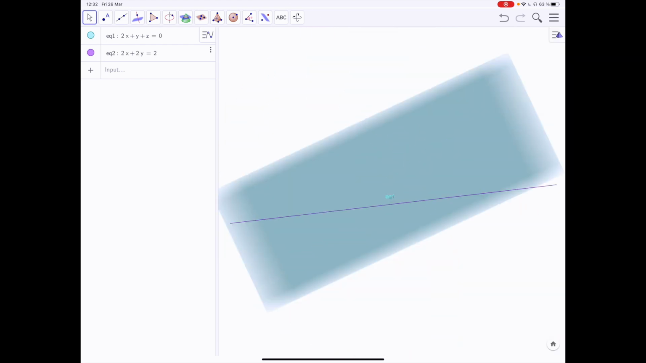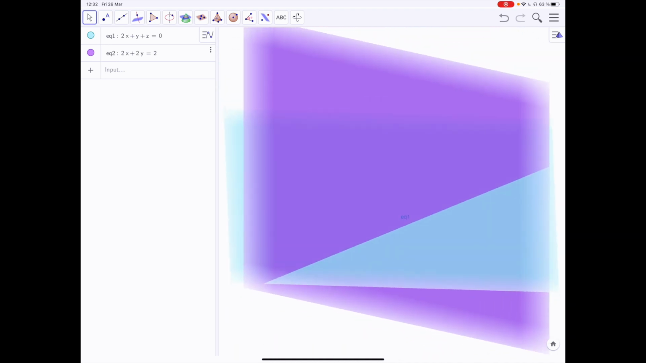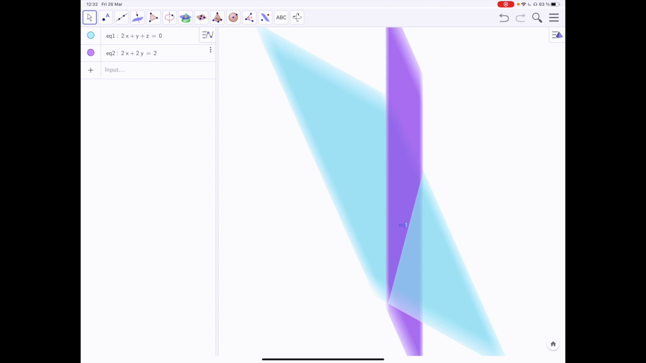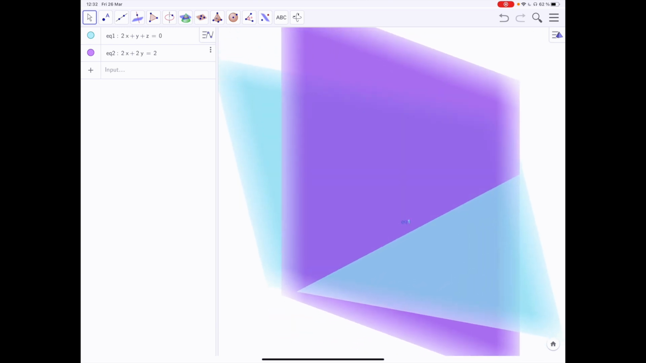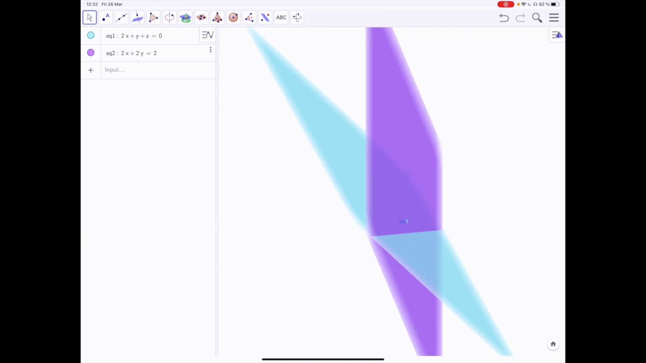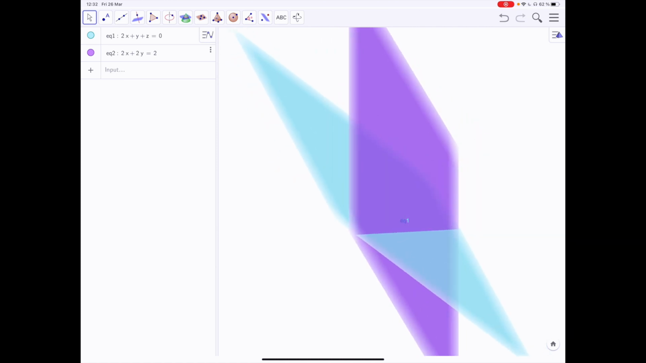I have 2 planes, they are intersecting each other. What is the intersection? Can you see what is the intersection between the purple one and the green one?